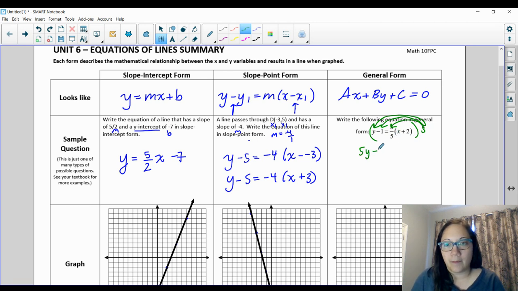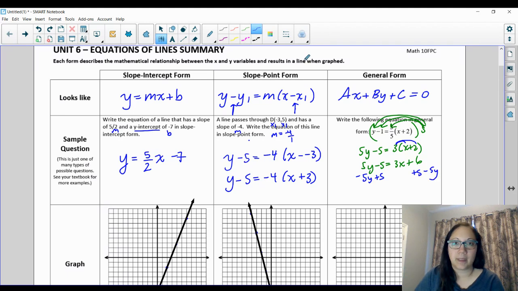So now I'll have 5y - 5 is equal to 3(x + 2). Now I'm going to distribute my 3. So I get 5y - 5 = 3x + 6. Now I want it in this form, so I'm going to set the left side equal to 0, which means I'm going to subtract 5y and add 5 to each side. And that leaves me with 0 = 3x - 5y + 11.